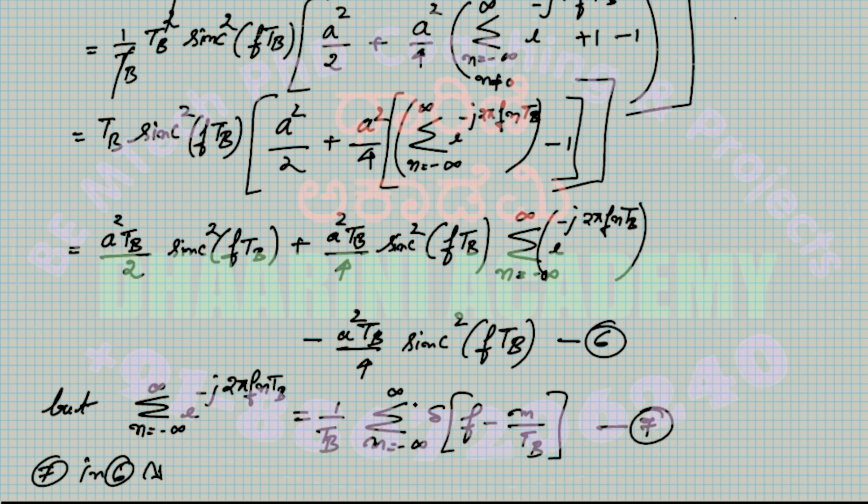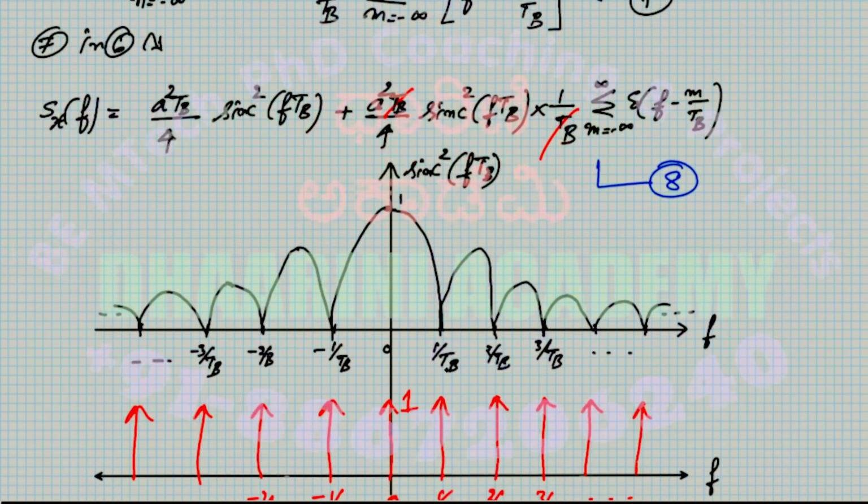M is your variable, delta function f minus, it's a shift, right? You can see again the function is getting shifted all the way from minus infinity to plus infinity. So that means you have a delta function, delta of f, shifted to the right by making it 1 by TB, 2 by TB, and so on, and shifted to the left by making it minus 1 by TB, minus 2 by TB, scaled by a factor 1 by capital T. Okay, so that's what is equation number 7.